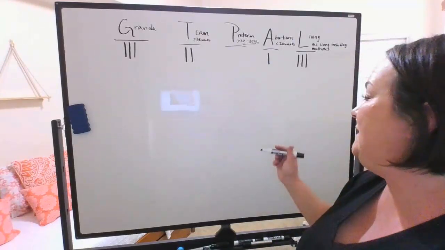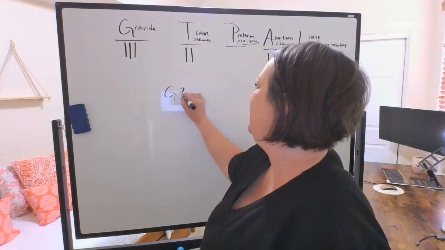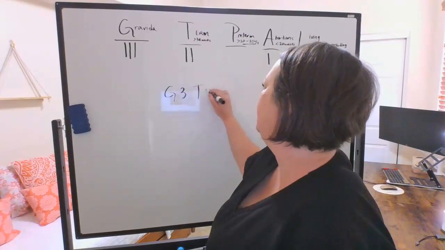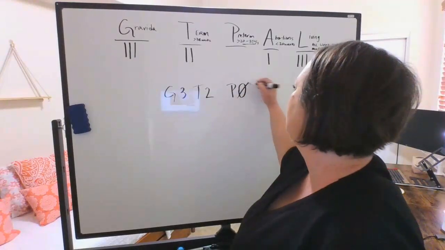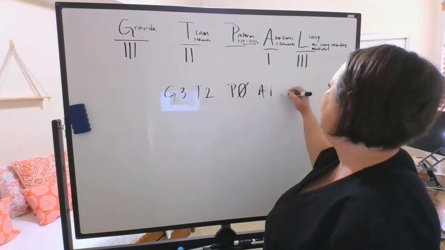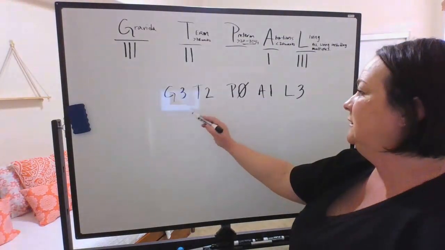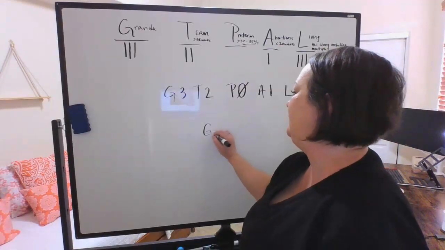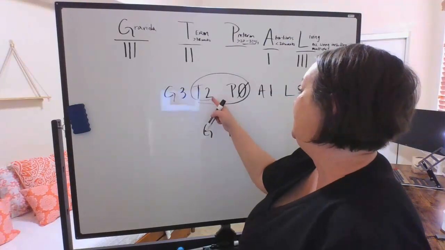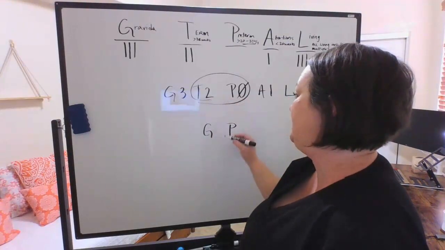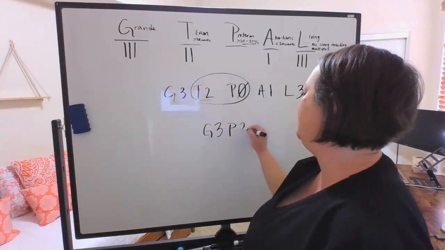Okay, so what is her GT-PAL? She is a gravida 3, term 2, preterm 0, abortions 1, living children 3. If we were to put that in gravida para form, we're combining these 2, right? Which is just 2 plus 0 is 2. She's a gravida 3, para 2.